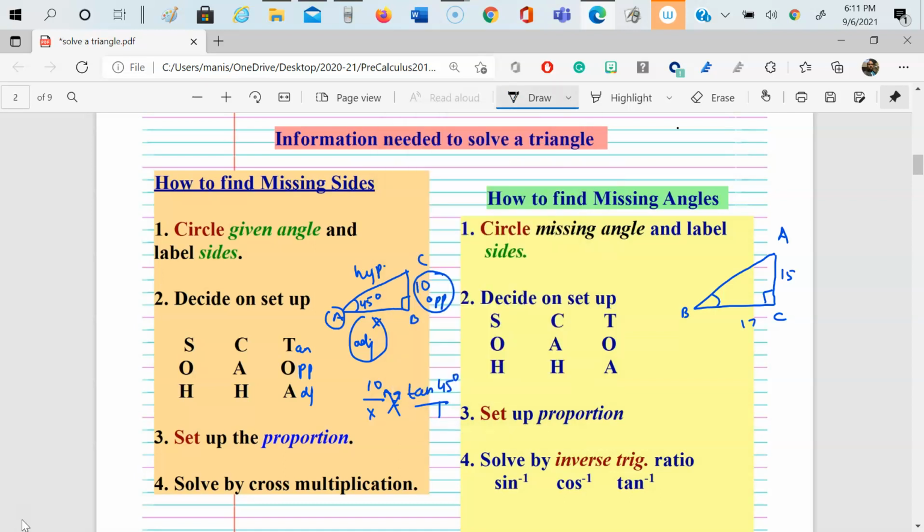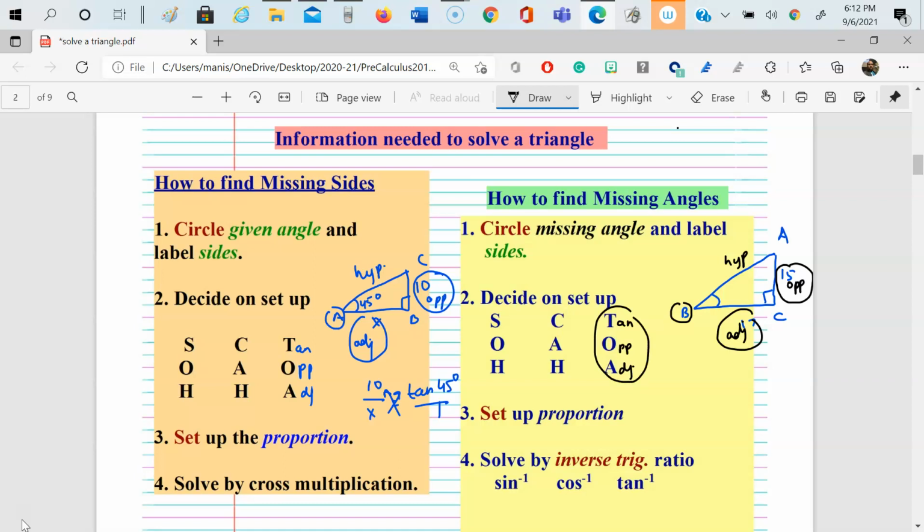The first step says circle the missing angle. We circle the missing angle and label the sides. So if I label the sides, this will be the hypotenuse, opposite, and adjacent. Deciding on the setup, I mentioned this earlier: we circle these two sides. Opposite over adjacent means we are using tangent. So this is the ratio we will be using.